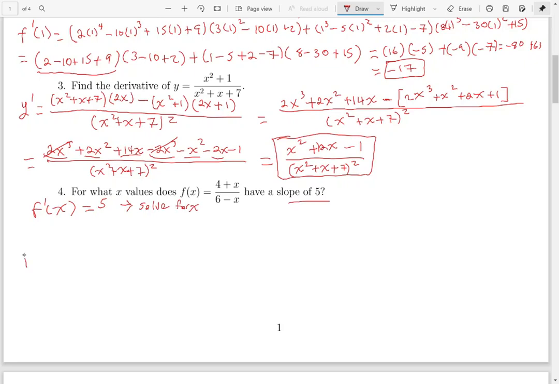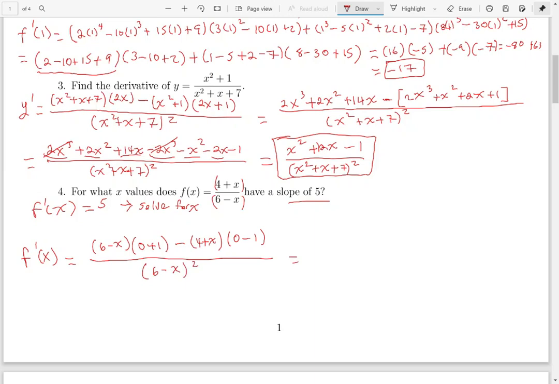Step 1, find the derivative, and notice that we have a quotient rule. So, quotient rule says the denominator, 6 minus x, times the derivative of the numerator, that's going to be 0 plus 1, minus the numerator, so that's 4 plus x, times the derivative of the denominator, that's going to be 0 minus 1, all divided by the denominator squared.